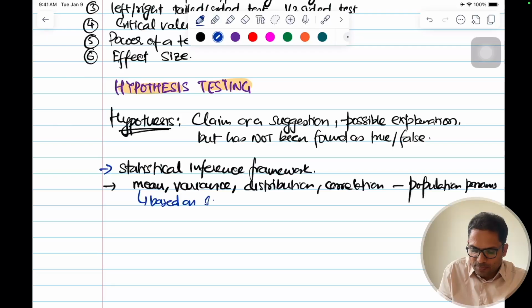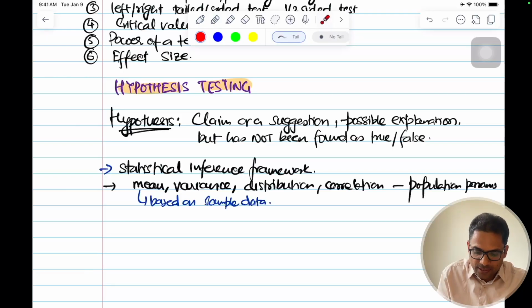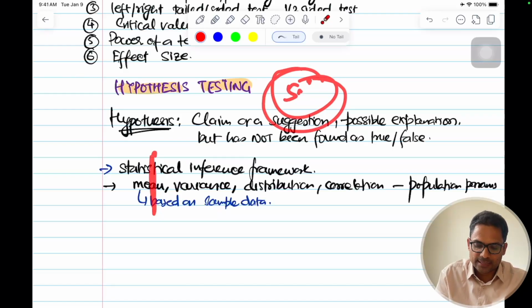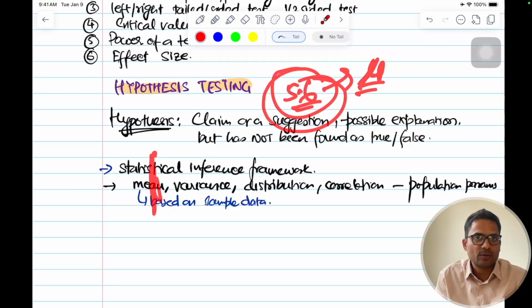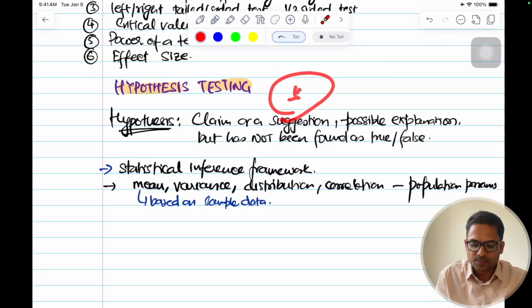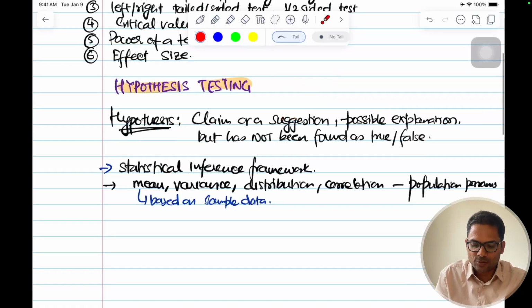On the sample data, we perform the hypothesis testing, and we make claims or inferences or give possible explanations. Say for example, I say the average height in India is 5 feet 6 inches, and this is my known population. Then I collect a sample and compare the two, whether they are the same or whether the sample is close to the mean or not. So that is with respect to a known population mean.